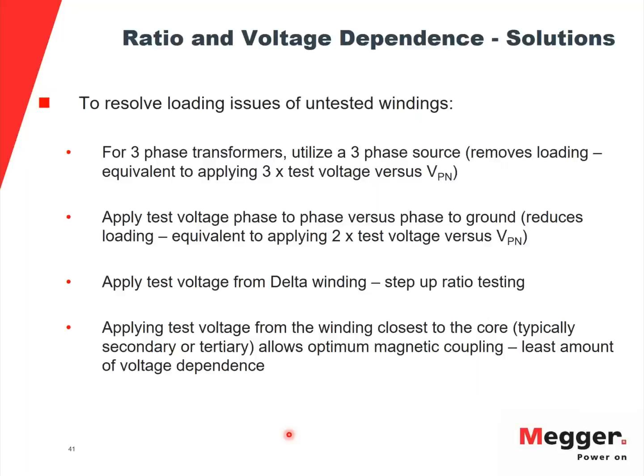So if you do ever run into those kinds of problems, there are a number of things that you can try that would help you improve your results. One is that you can apply 3-phase voltage where you're testing all 3 phases at the same time. I do understand that sometimes a 3-phase source may not be available, but that is one option you can try. If you don't have a 3-phase source available, then you can do phase-to-phase testing where you would energize 2 windings at the same time.